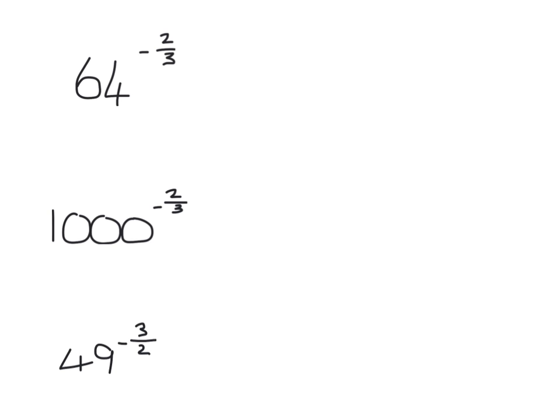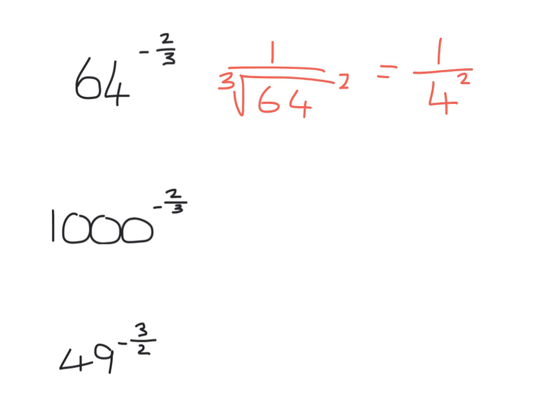Slightly different this time. We've not got a unit value on top, meaning there's no 1 on top. Here we've got to the power of minus 2/3. So we know the minus gives us 1 over. We do the cube root of 64, and then we square our answer. So we've got 1 over 4 squared, which is 1 over 16.